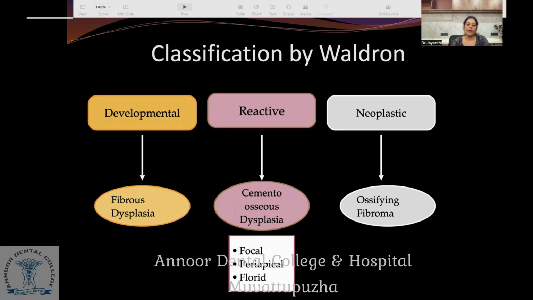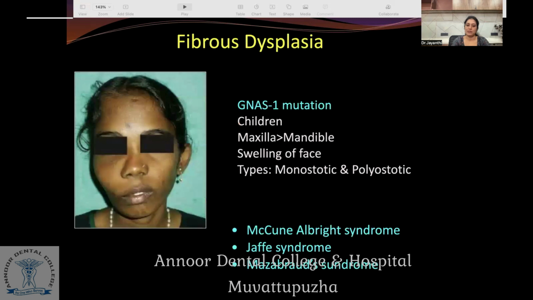And for completion of the classification, cementosseous dysplasia is further classified into three subgroups: focal, periapical, and florid. Today we are not going to discuss cementosseous dysplasia or ossifying fibroma because of lack of time. They are not usually asked. Usually the most commonly repeatedly asked question is fibrous dysplasia. So I am focusing only on that and I'll be telling in detail about fibrous dysplasia.